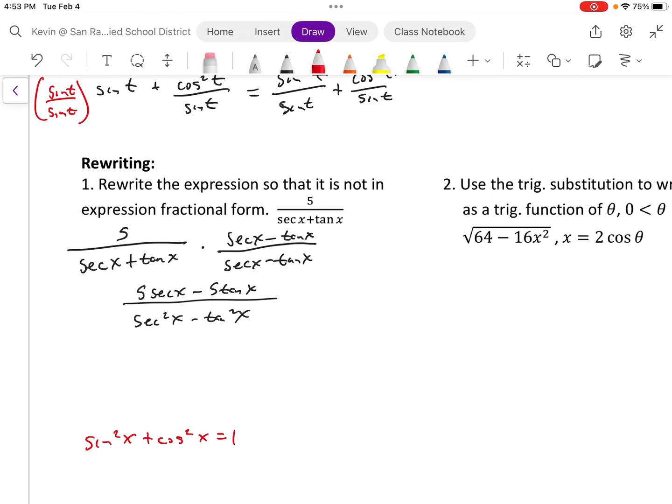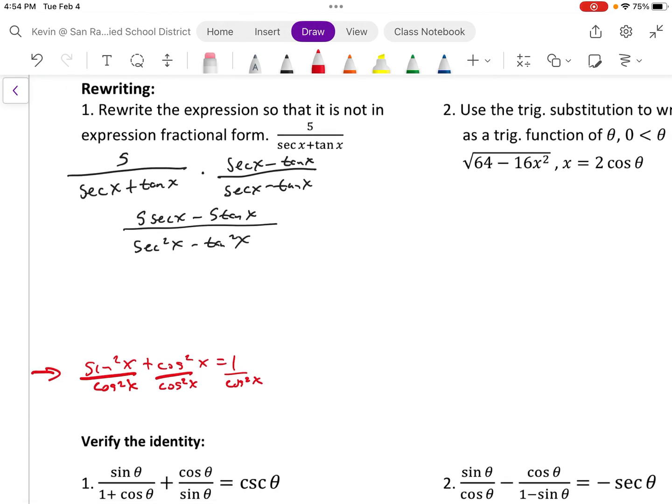And the reason we want this secant squared x minus tangent squared x is, if we come down here, I started writing it out. If we have our Pythagorean identity right here, and I divide everything by cosine squared x, well, here I'm going to get tangent squared x plus 1 equals secant squared x.